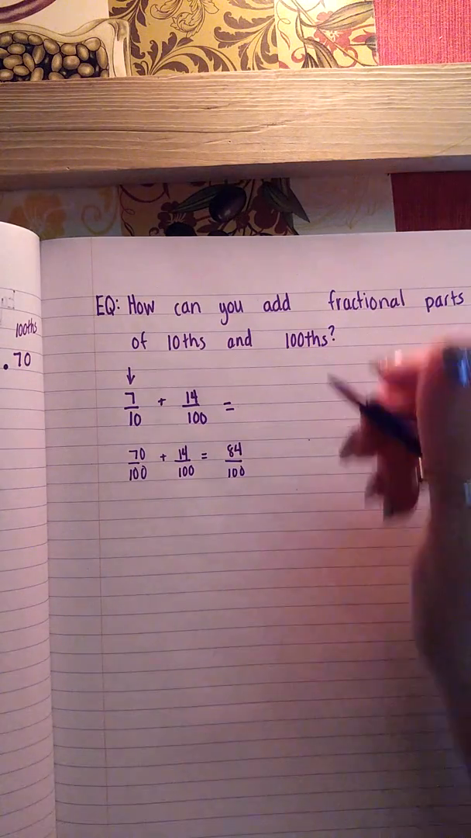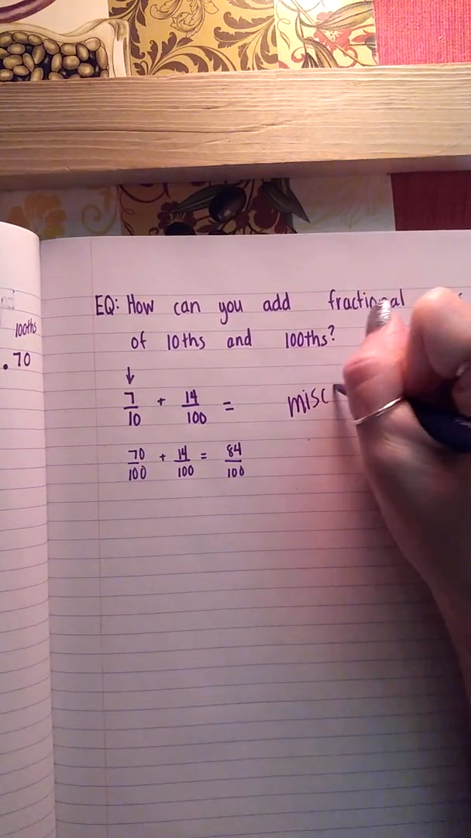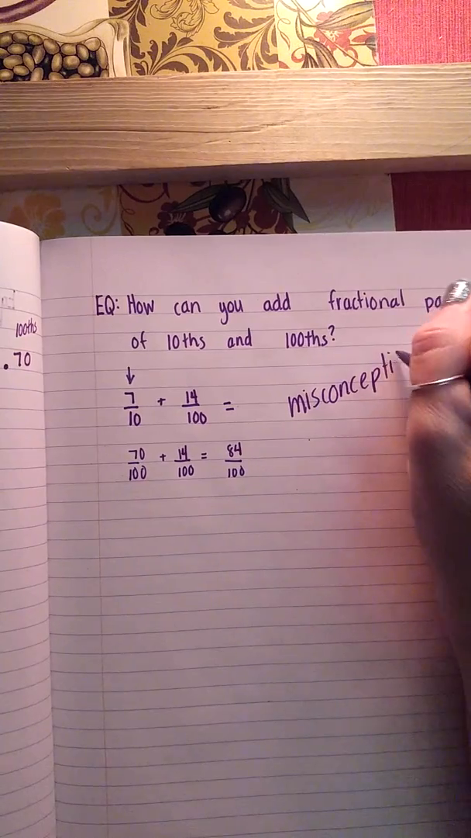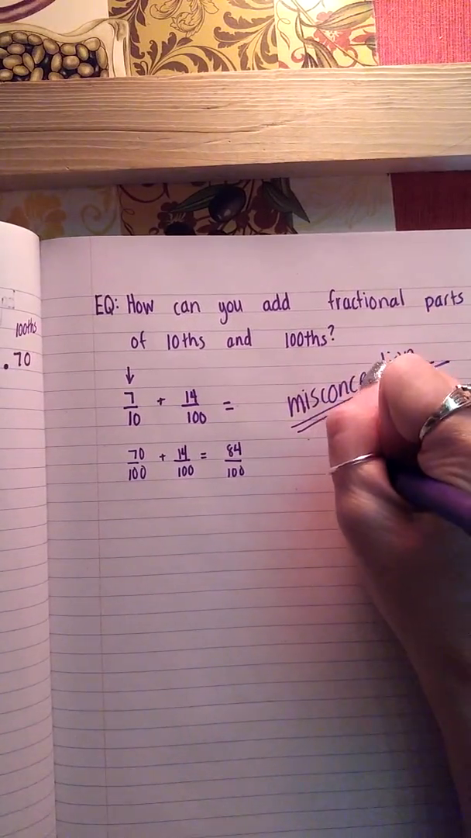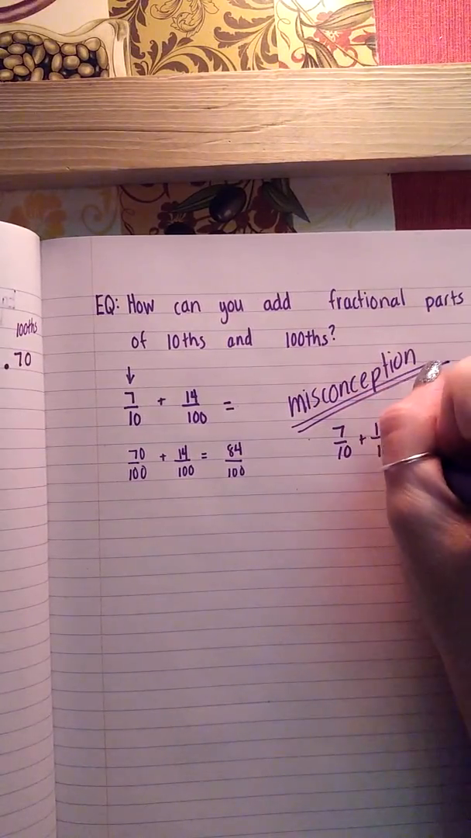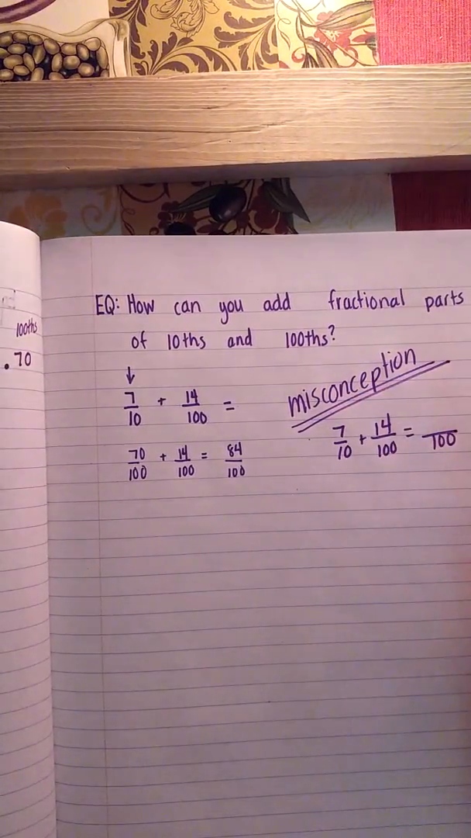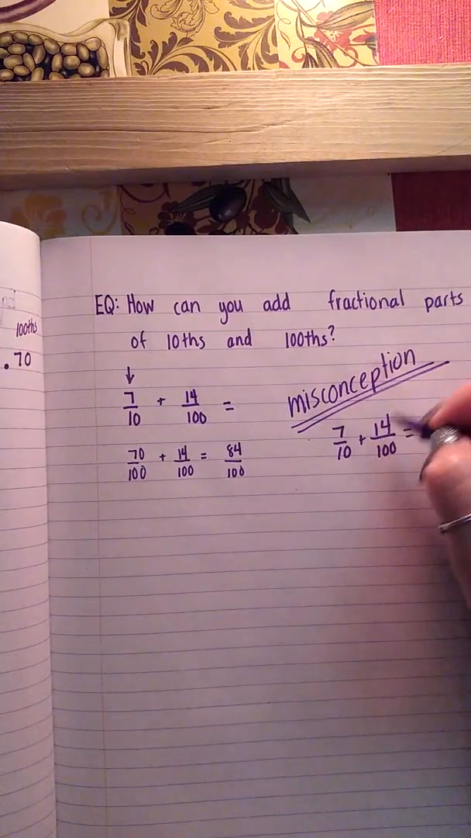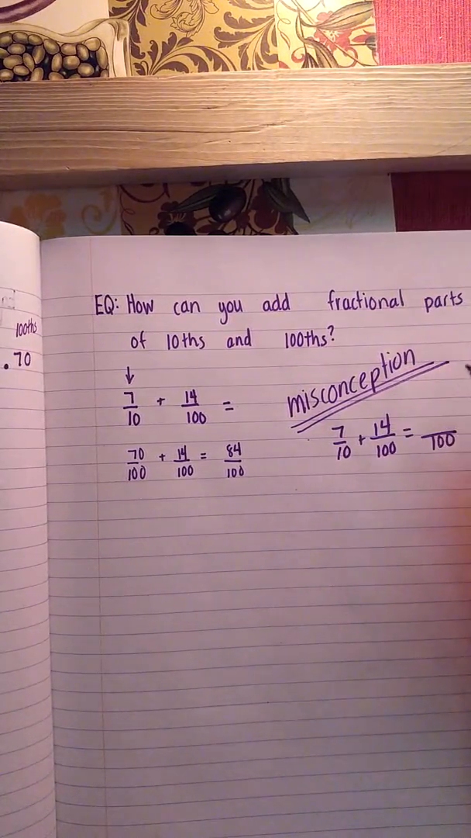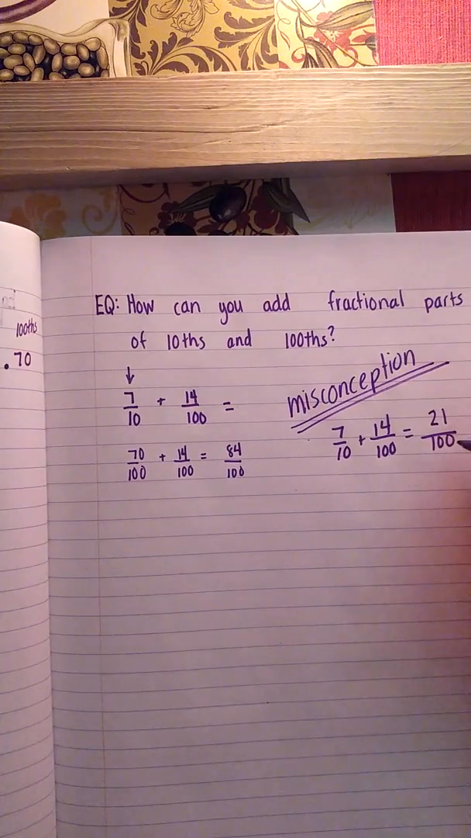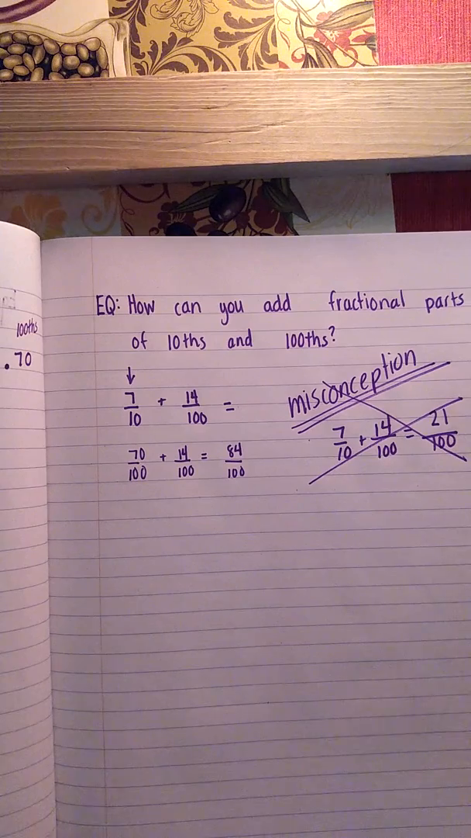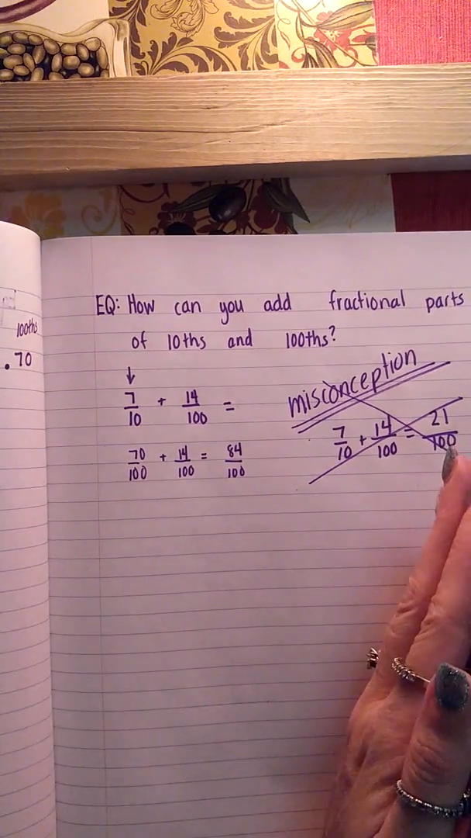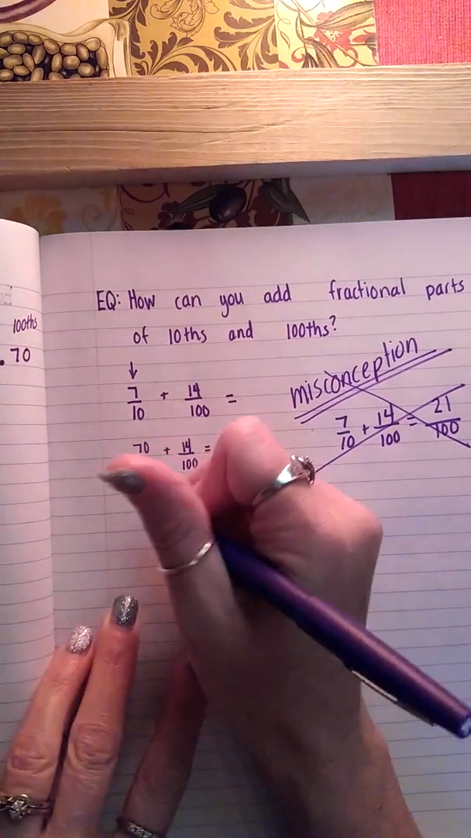Now, I will tell you a big common misconception. This is something that a lot of students do. 7 tenths plus 14 1/100ths equals, they always know that it has to equal 1, so they pick 100, and then they just add these two together. Well, 7 plus 14 is 21. And that is typically what I get as an answer. This is wrong. It is a misconception. You cannot add fractions that have different denominators. You have to convert those denominators to make them the same.